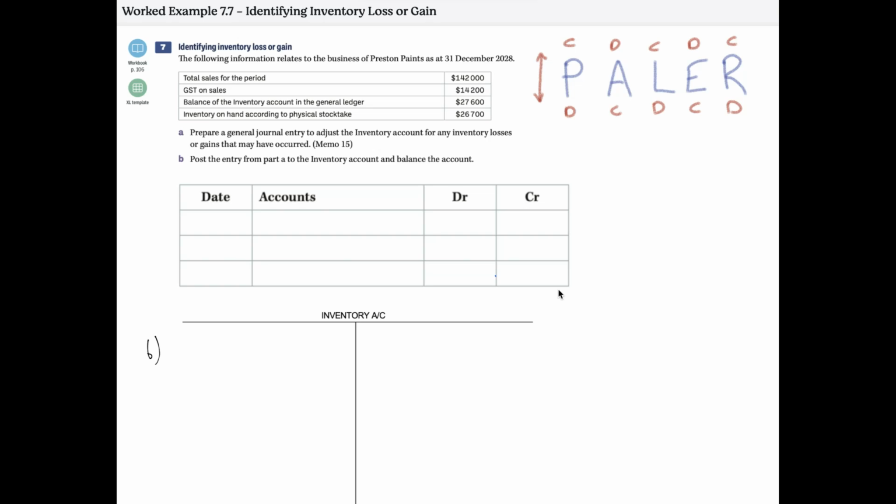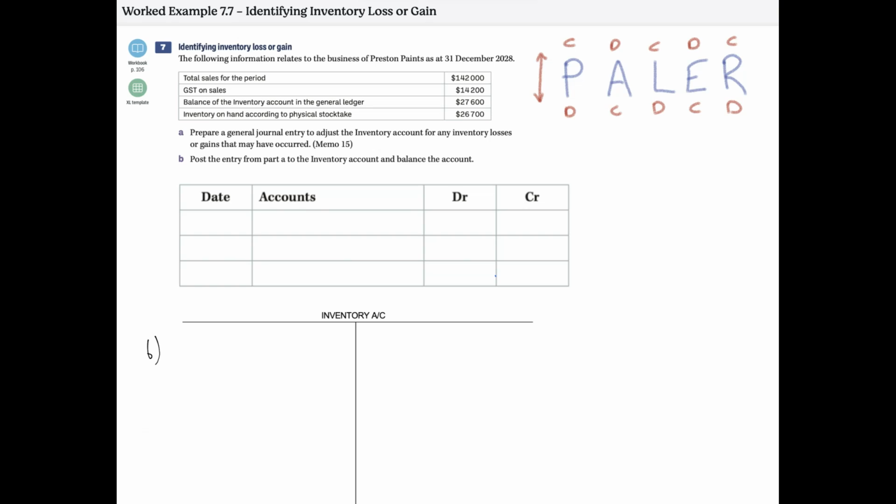Hi all, this video is a worked example video for 7.7 and this exercise is about identifying inventory losses or gains and recording the inventory loss or gain in a general journal, but also then updating a general ledger for this loss or gain. Let's jump into it. It's a relatively simple question.